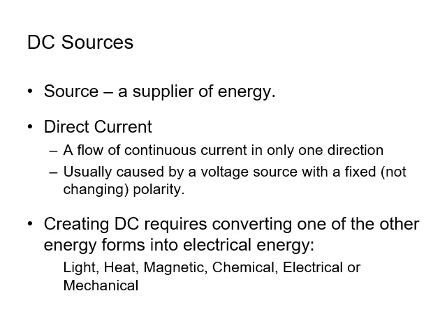So as I explained, a source is a supplier of energy, okay? And usually, you can have two options, either a direct current or an AC current, but for the purpose of this presentation, we're talking about direct current, which is a flow of continuous current. It doesn't change direction, only in one direction. An AC current is always changing direction, positive and negative. Yes, it's caused by a voltage source with fixed polarity. The polarity does not change.